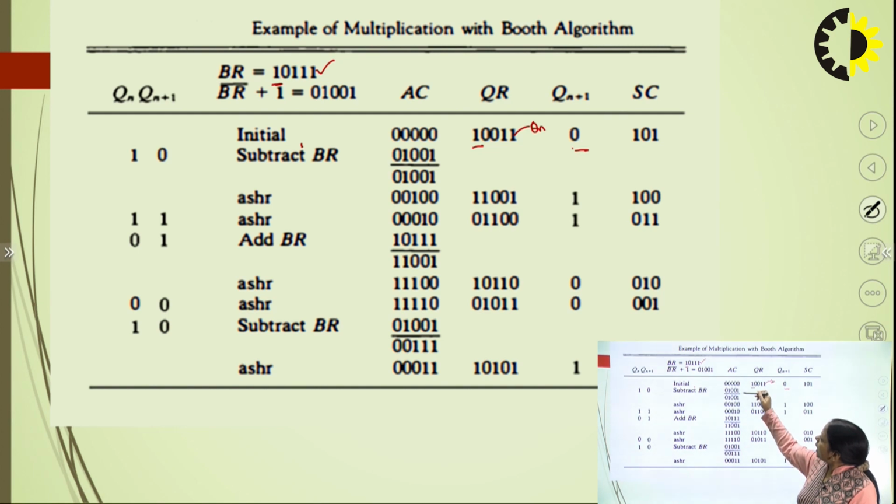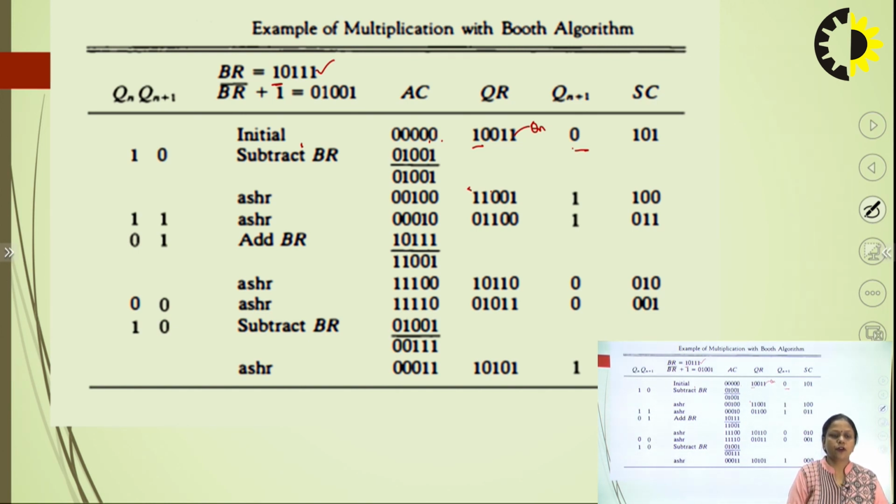So we will add this value to the AC register, and after adding, 0 plus 1 is 1, 0 plus 0 is 0, 0 plus 0 is 0, 0 plus 1 is 1, and 0 plus 0 is 0. Fine. So in this step we will get 0 1 0 0 1 in the accumulator register. Now what is the next step?